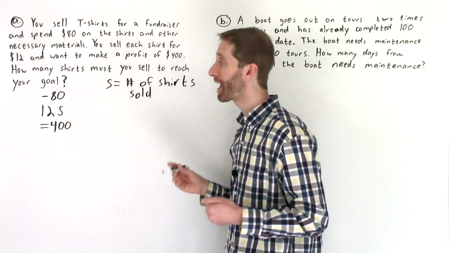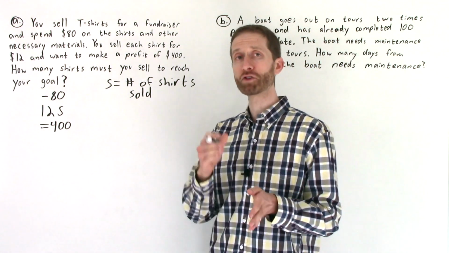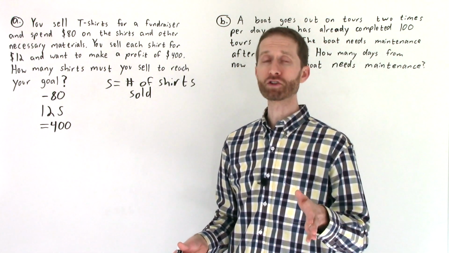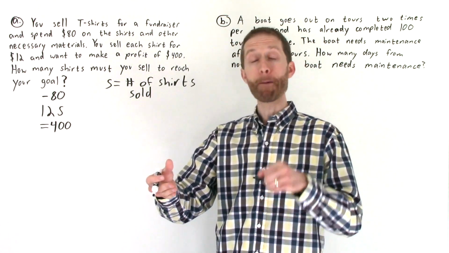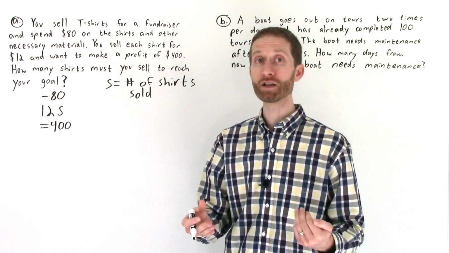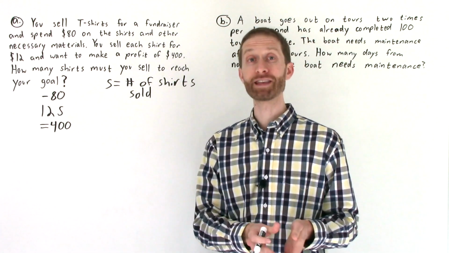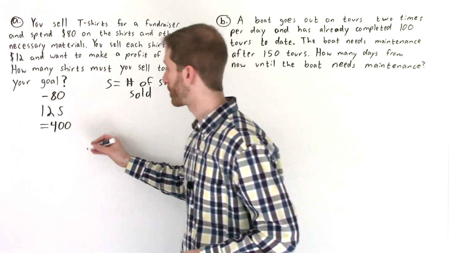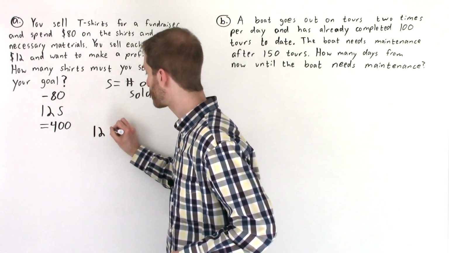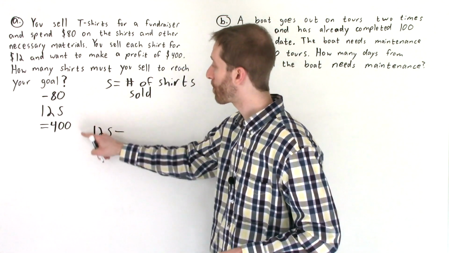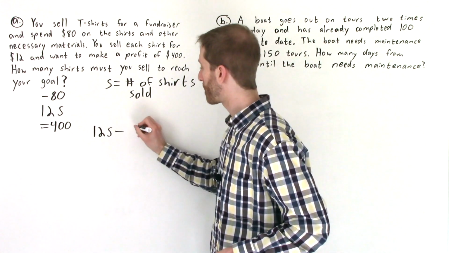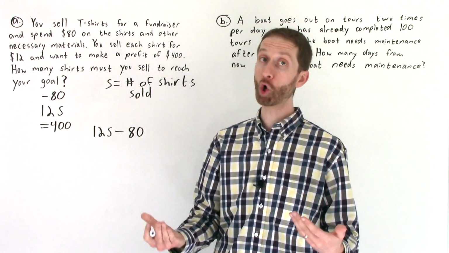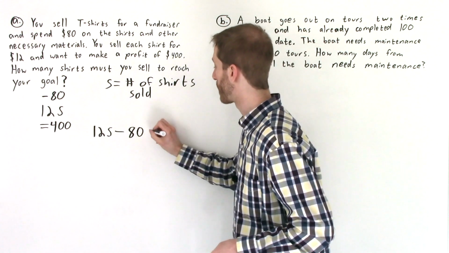So that's our variable. Now, if we think about it, I have $12 per shirt that I make, but I spend $80 total. So the amount of money I make minus the amount of money that I spend will give me the total amount of money I have in the end, the profit. So the amount of money I make is the $12 for each shirt. So that's going to be 12S, subtract the total amount of money I've spent, and that should equal our profit or our goal of $400.